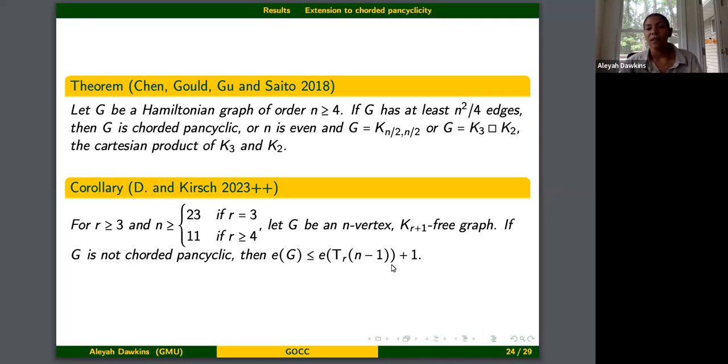Right? And just thinking about why this is true, it's easier to see in the contrapositive, right? So suppose that we had strictly more than this number of edges, strictly more than the Turán number of edges on n-1 vertices plus 1. Well, then by the main theorem that we talked about before, that would imply that our K_{r+1}-free graph would have to be Hamiltonian. So by this theorem from Chen, Gould, Gu, and Saito, and the number of edges that we know that our graph has, that would imply that our graph is chorded pancyclic. So we would get this corollary exactly, with those extra cases ruled out by the number of edges and the number of vertices.